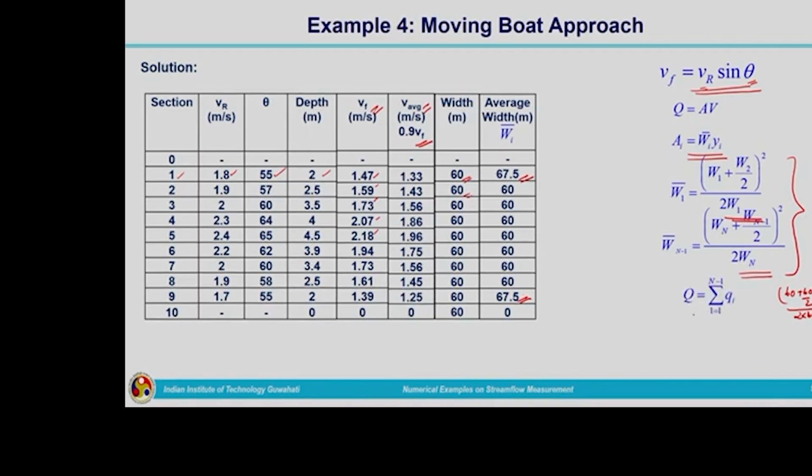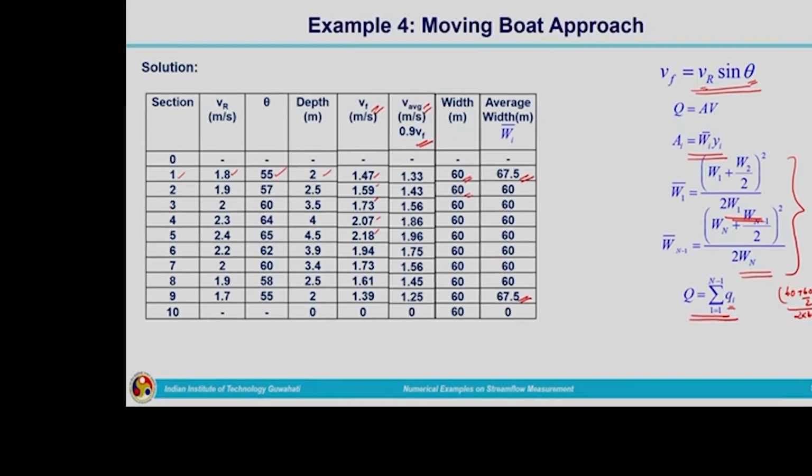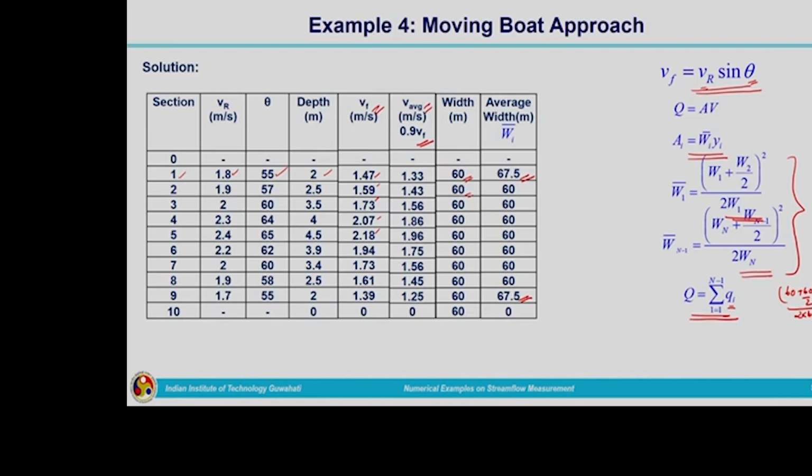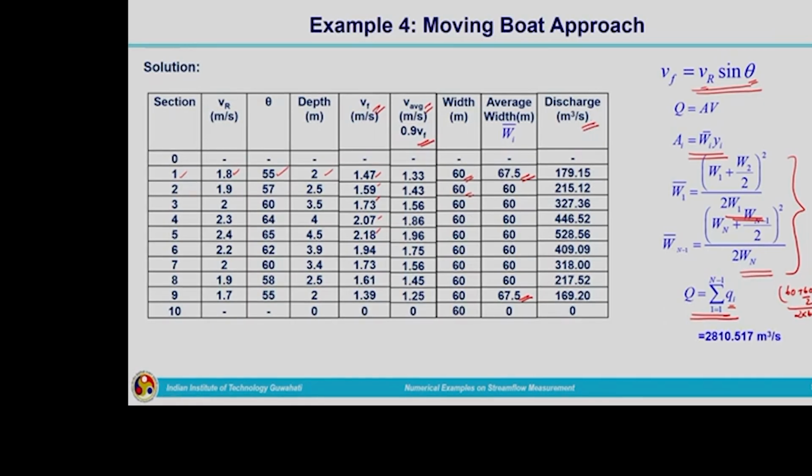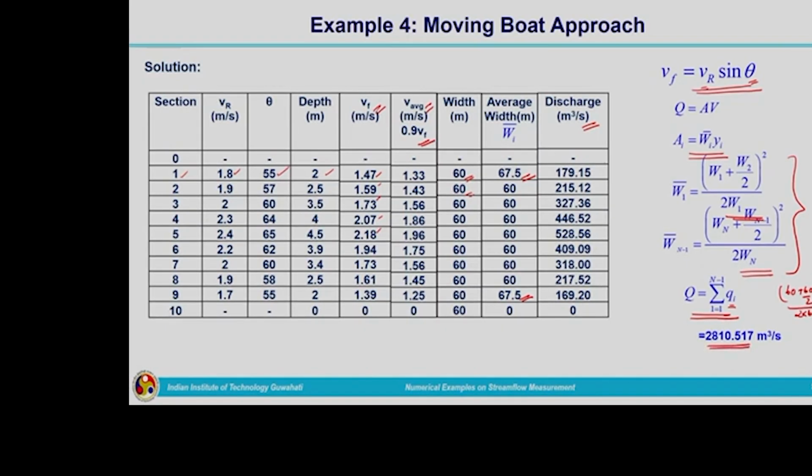Now, total discharge Q is given by sigma i equal to 1 to n minus 1 Qi. Qi is the discharge through the ith segment. i will be varying from 1 to n minus 1. So, that way we can calculate the discharge through each segment as given in this column, and the total discharge can be computed by summing up these values as 2810.52 meter cube per second.